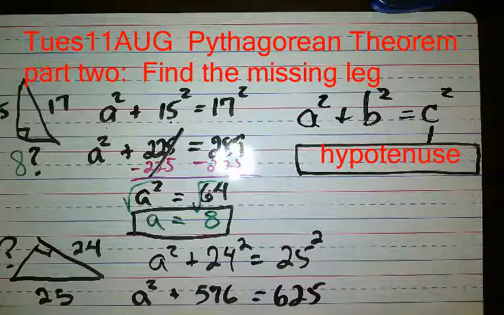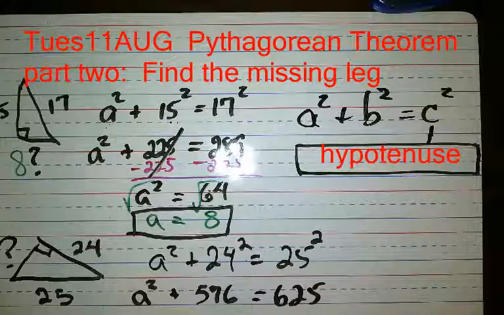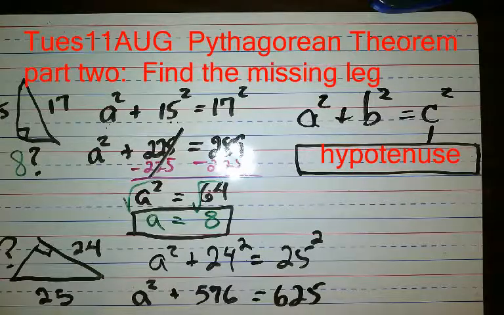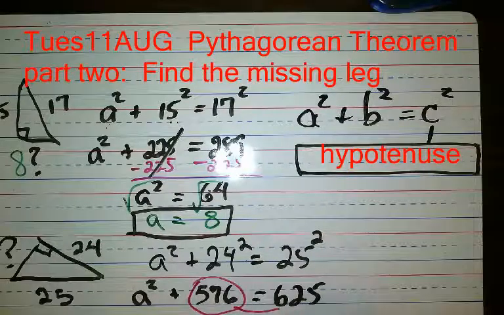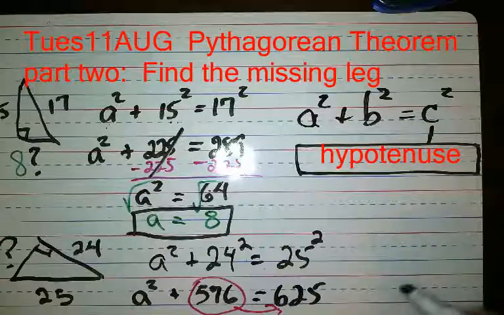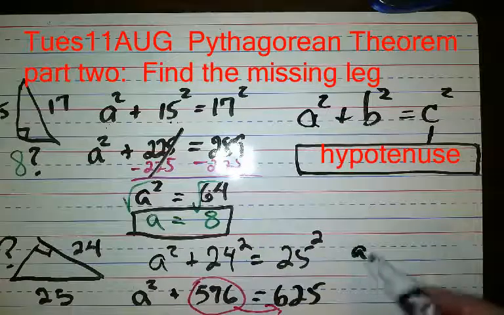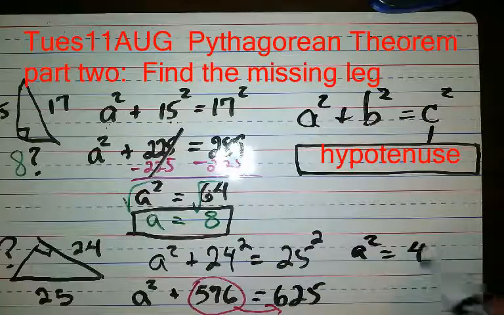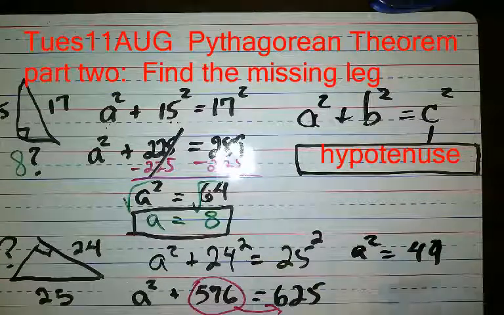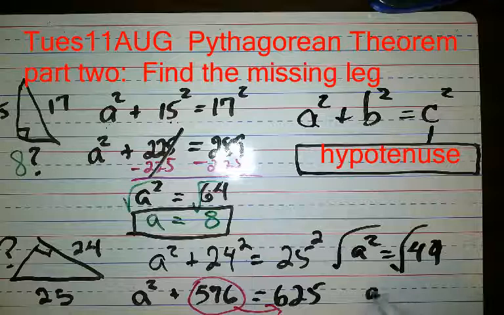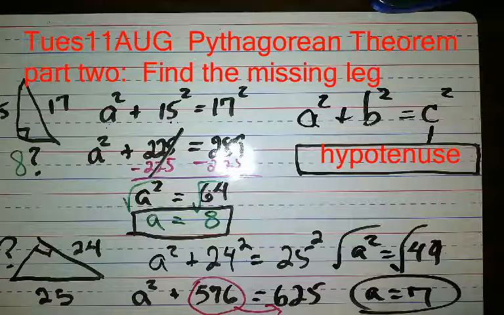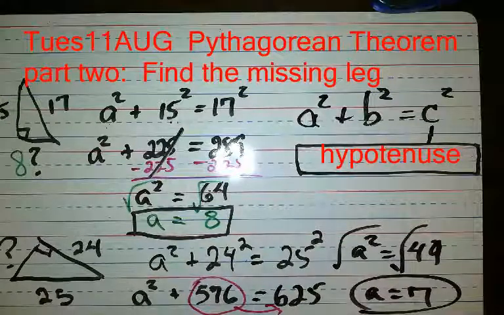Once again, we have to subtract. So we are going to subtract this guy, and we want to move it over here. So that means I have to subtract. That would be a squared equals 49. Take the square root of both sides. a is 7. And that's it.